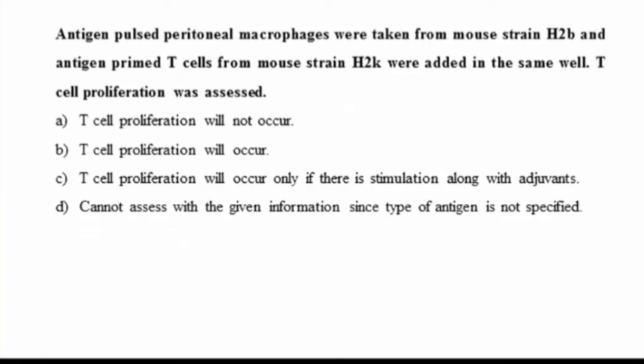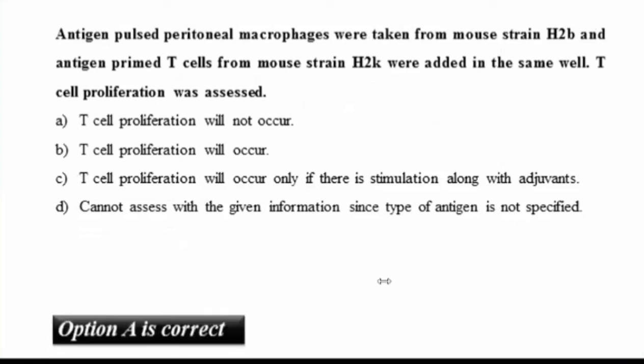Our next question is, antigen pulsed peritoneal macrophages were taken from the mouse strain H2B, and antigen primed T cells from mouse strain H2K were added in the same well. T cell proliferation was then assessed. Now, since T cells are highly specific, the T cell proliferation would not occur until the antigen presenting cells and the T cells are taken from the same mouse strain. So, the correct answer to this question is T cell proliferation would not occur. That is option number A.